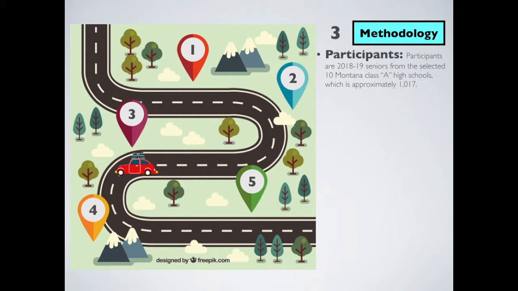Participants in the study are from the 2018-19 seniors from the selected 10 Montana Class A high schools, which is approximately 1,017 students. The student-to-teacher ratio participants are the 2018-19 enrollment from the selected 10 Montana Class A high schools, which is approximately 4,444 students.